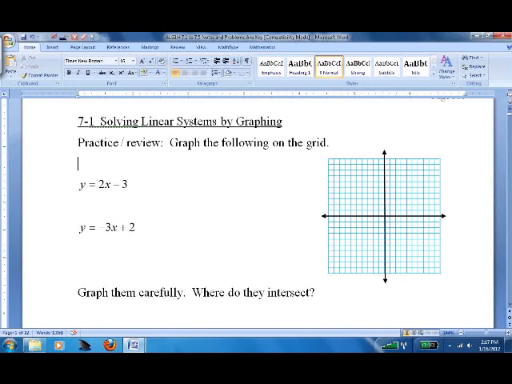Lesson 7.1, solving linear systems by graphing. Linear system means there's two equations and both of them are linear. This is a linear equation over here, and this is a linear equation over here. So let's graph them and see what happens.